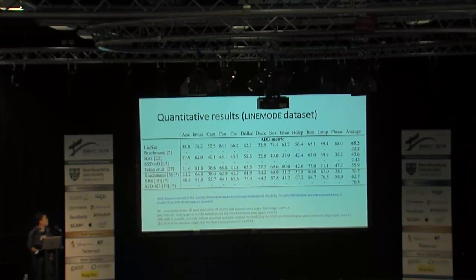Here is some quantitative result. The metric we're using tries to measure the average distance between the point cloud transformed by the ground truth poses and the prediction poses from the neural network. If the average distance is smaller than 10% of the object diameter, we consider this prediction correct. Without any pose refinement, we achieve about 65.2% correctness, and compared to other state of the art methods without any post processing, we could achieve the best result. We're still competitive with others even if they have pose refinement.